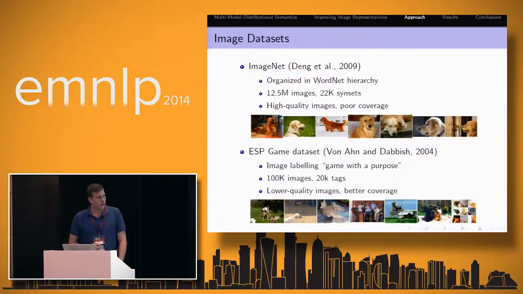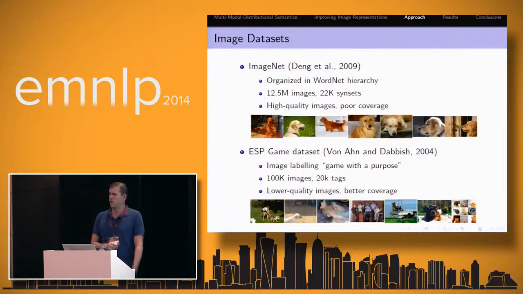And the other data set we use is the ESP game data set. That's derived from the image labeling game with a purpose, as it's called. So two players play against each other in labeling the images. So you get 10 labels for each of the images. It's 100,000 images with 20,000 tags.